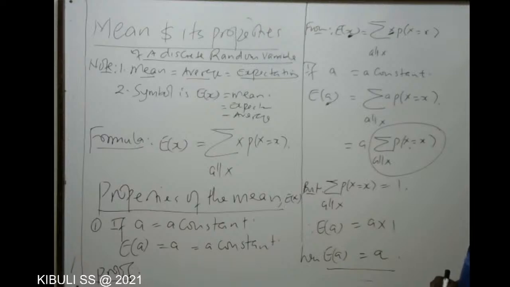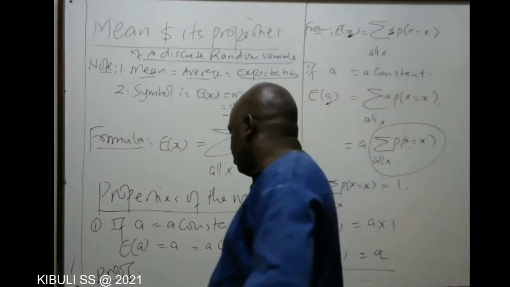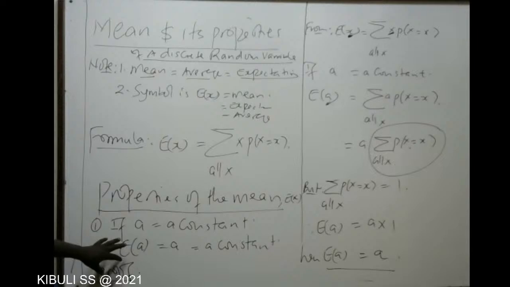Have that in your mind. Property 1 of the mean. The expectation of a constant is a constant. So if I have a number like 2, its expectation is 2.